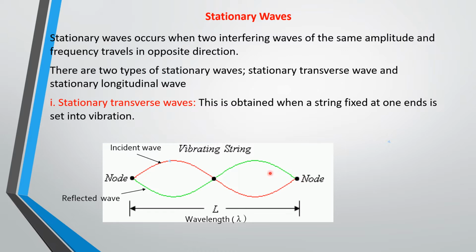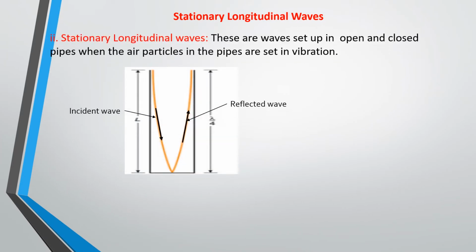Alright, so the other stationary wave that we have is the stationary longitudinal wave. Stationary longitudinal waves are set up in open or closed pipes when the air particles in the pipes are set into vibration. So this type of wave, you always get in pipes, and the example of them is sound waves. Examples of stationary longitudinal waves are sound waves in either open pipes or closed pipes.